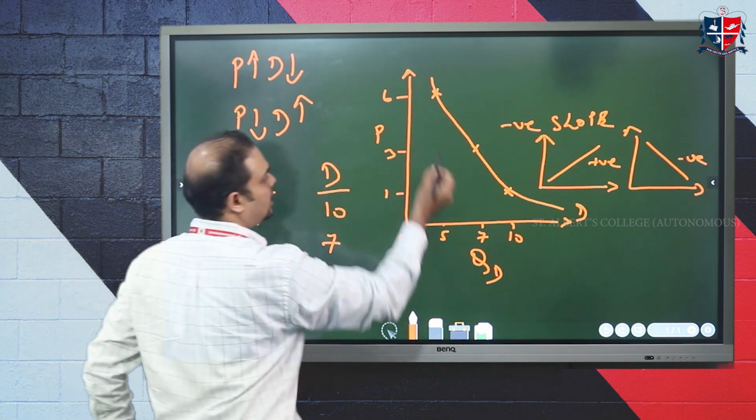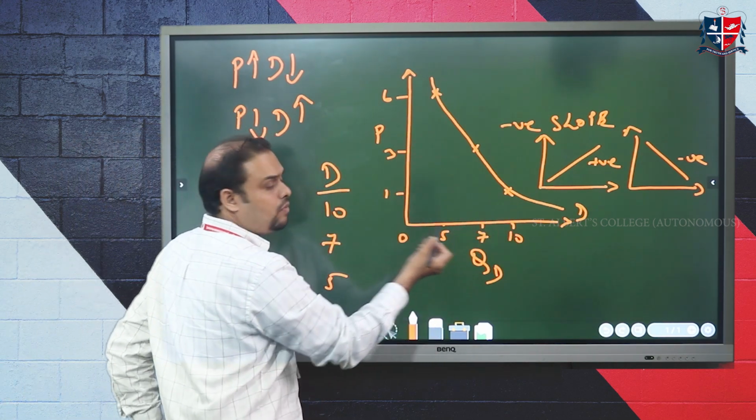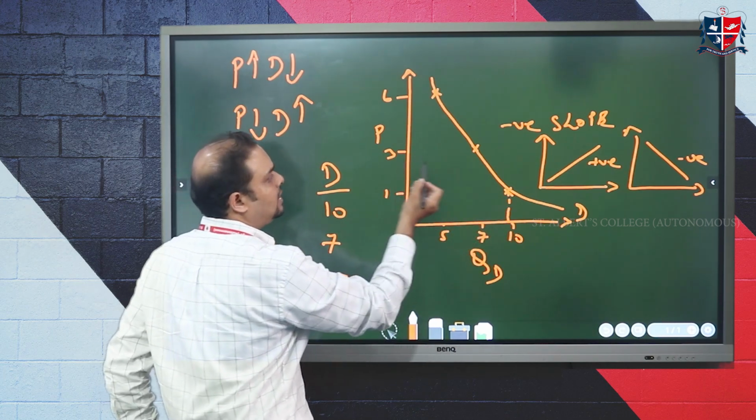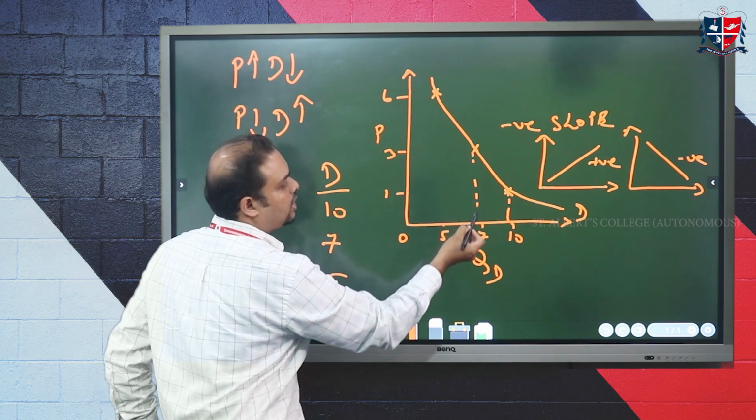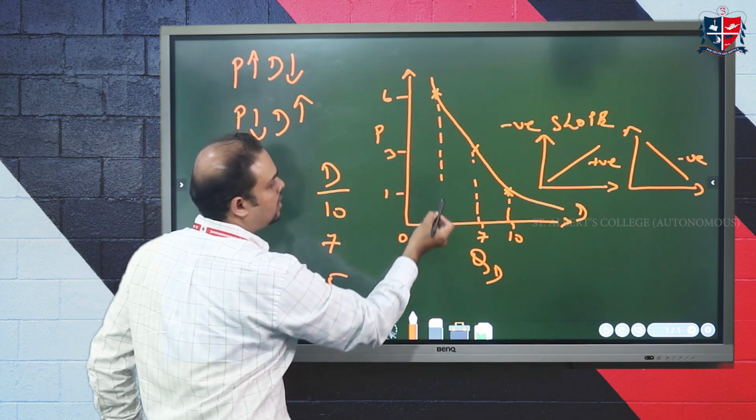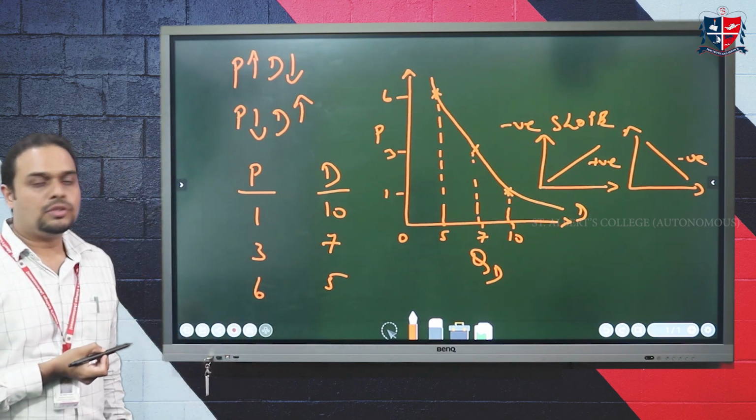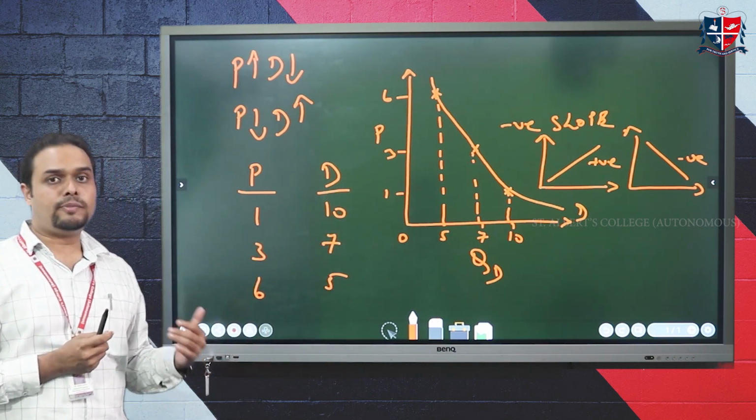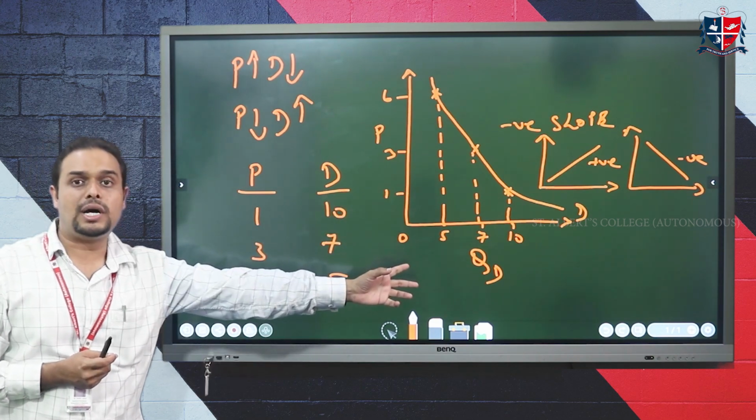In this case, as you can see here, when the price was very small, when it was 1, you had a demand of 10. Now, as the price increased to 3, the demand also decreased to 7. As the price increased to 6, the demand decreased to 5. So this is how you can say that there is a negative relationship, or an inverse relationship, between price and demand, and this is represented in the demand curve.